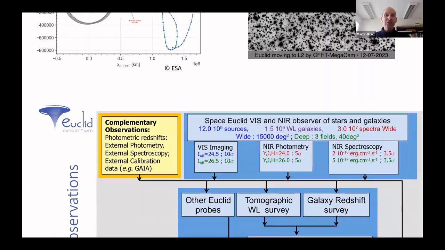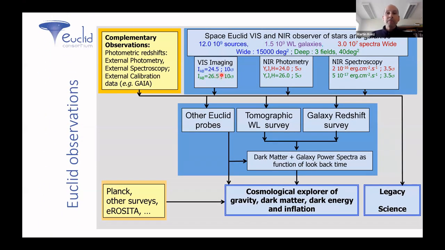So what does Euclid actually do? It contains two instruments. One of them is the visible imager, and that one takes very sharp images, and the other one is a near-infrared spectrophotometer. So it does two things. On the one hand, it takes near-infrared images in several color bands, and the other thing is it does spectroscopy, and you'll see some examples later.